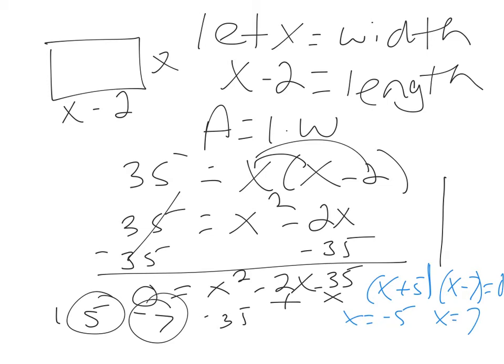I have to come back up here to my let statements. That means the width could either be negative 5 or positive 7. It doesn't make sense for a width to be a negative unit. You can't have a negative 5 in width. So I would have 7, and then 7 minus 2 would be 5. So it's a 7 by 5 rectangle.